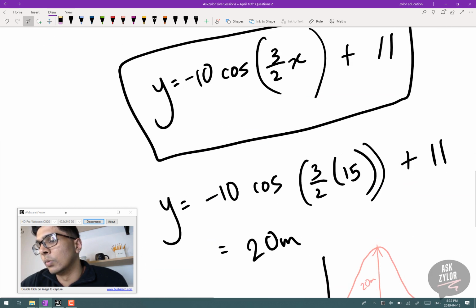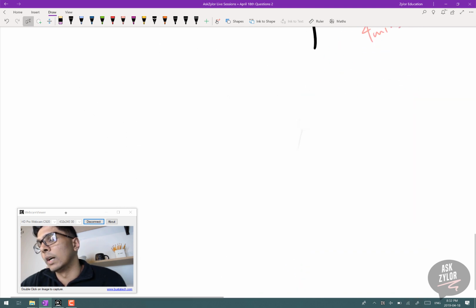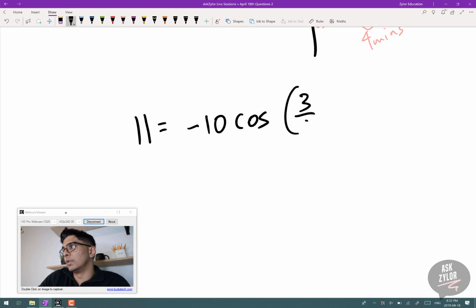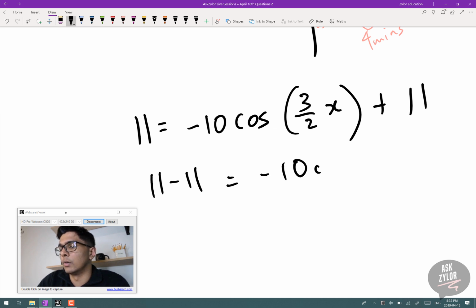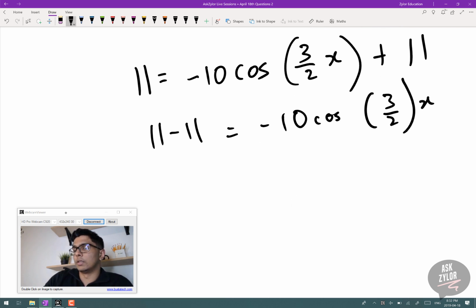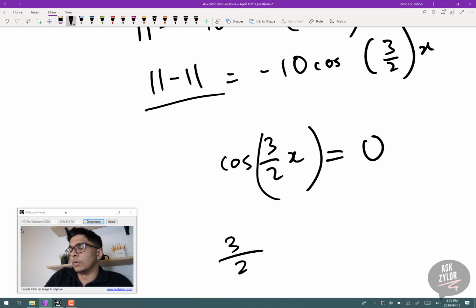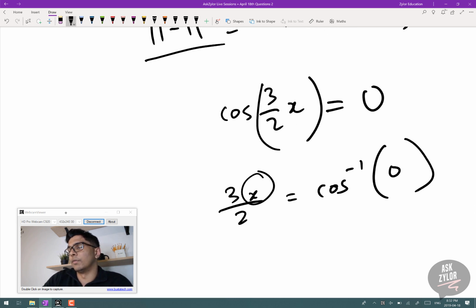the ground? So we need to find the x value now, given a y. I'm given the y, which is 11. So 11 is equal to the same equation, negative 10 cos 3 over 2 x plus 11. Then if I bring the 11 over, I have 11 minus 11 is negative 10 cos 3 over 2 x. So you end up with 0 on the left side, so you get cos 3 over 2 x is equal to 0. So when is 3 over 2 x equal to cos inverse of 0? And then you're finding values of x.